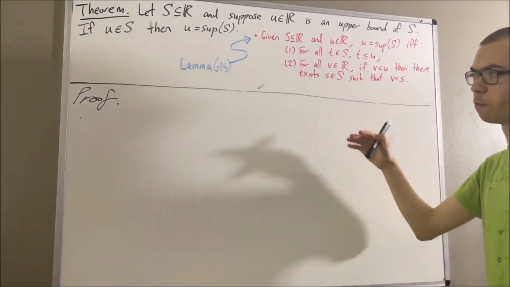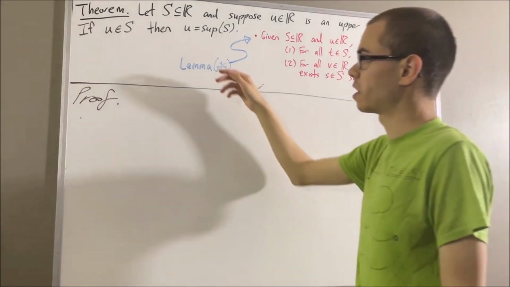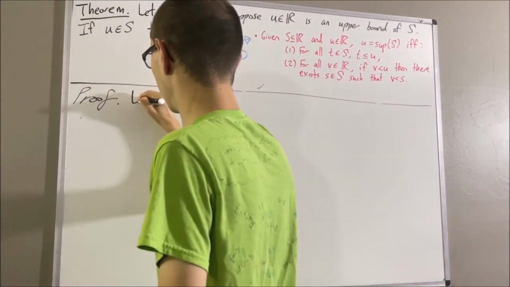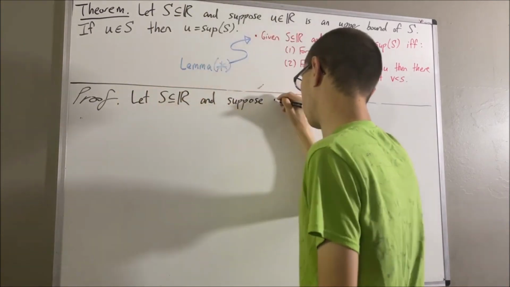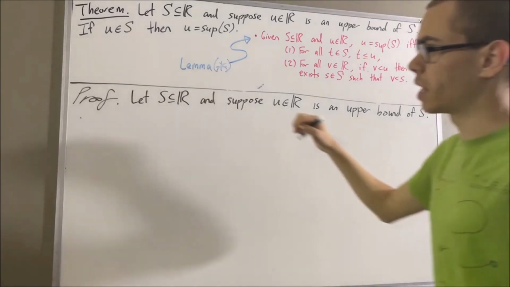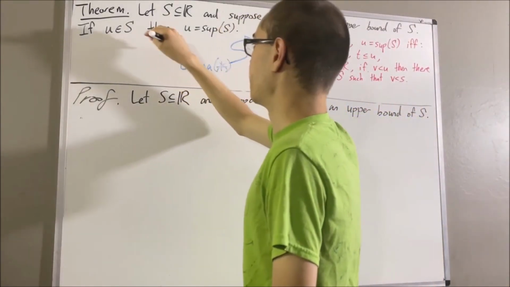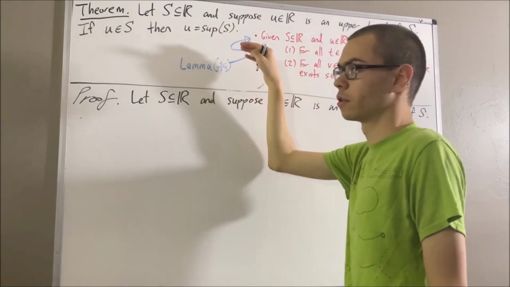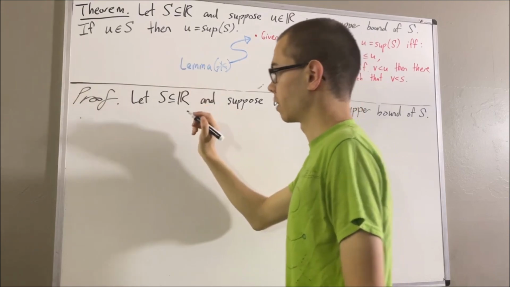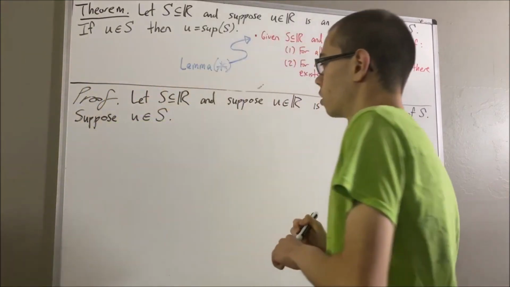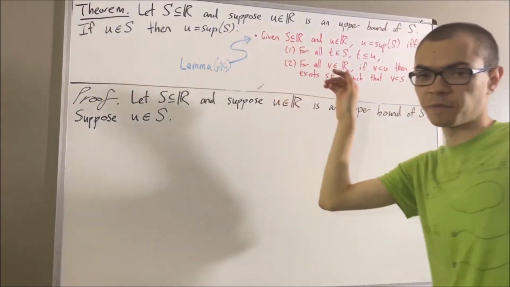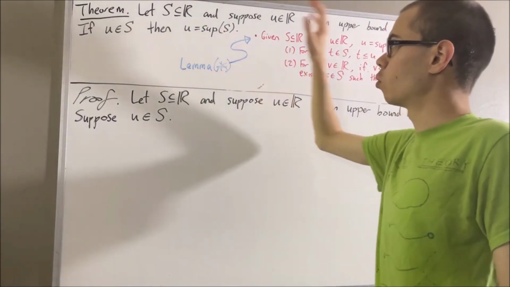Okay, now let's get into the proof. To start out, let's give ourselves a subset of real numbers S and a real number U, which is an upper bound of S. From here, we want to show that if U is an element of S, then U is the supremum of S. So since we're trying to prove an if-then, let's suppose that U is an element of S. And our whole goal from here is to show that U is the supremum of S. And to show that, we're going to apply lemma star.